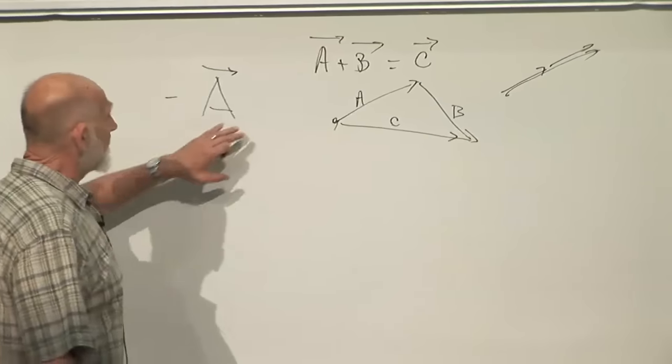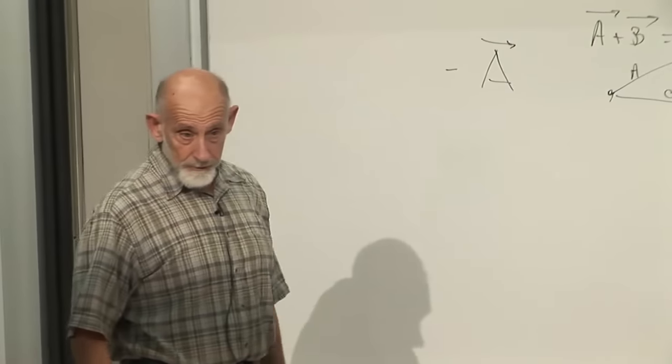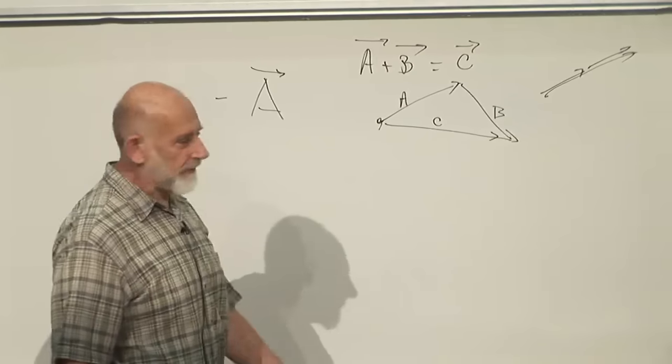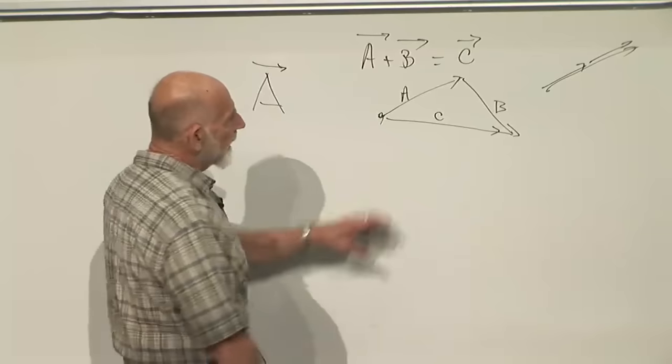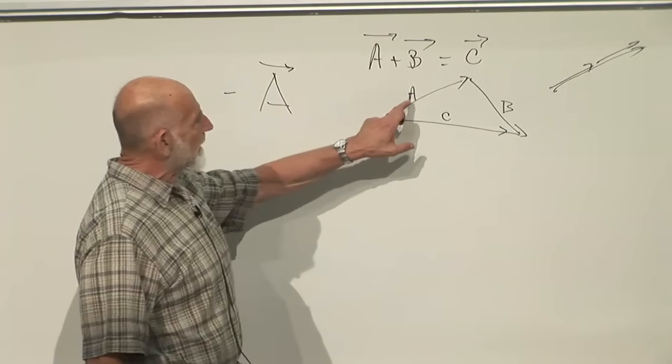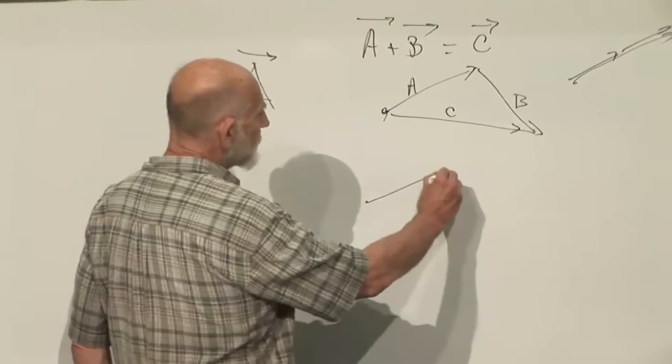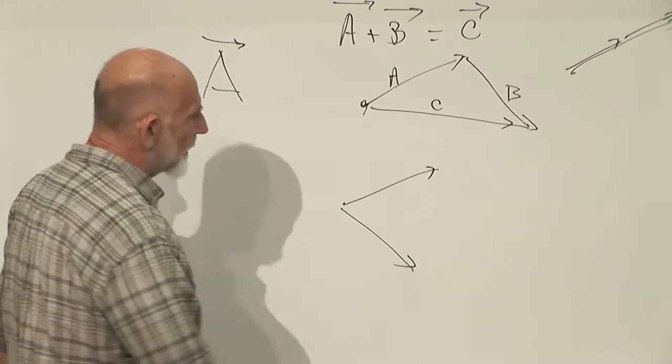We can multiply vectors by numbers. Oh, before I do that, let's just talk about the two other ways of adding vectors. They're trivial. According to this rule, it looks like it might depend on which one I laid down first. But of course, it doesn't. You can choose a rule which is symmetric between the two of them.